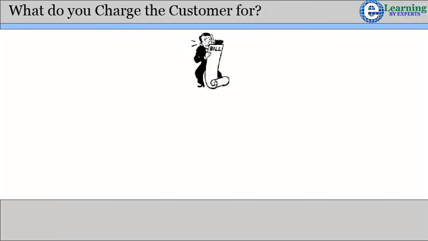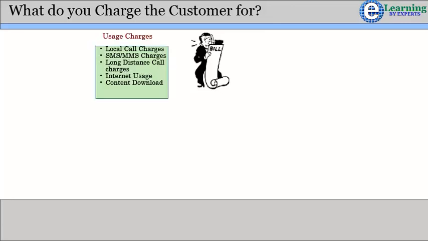A telco bill consists of the following types of charges. Usage charges: these are charges against the usage of the operator's network resources. Activities like local calls, SMS, MMS, internet usage etc. use the network resources of the operator, thus they come under this type of charges.